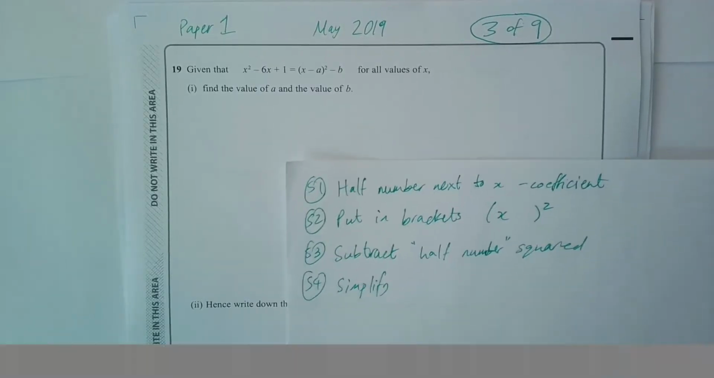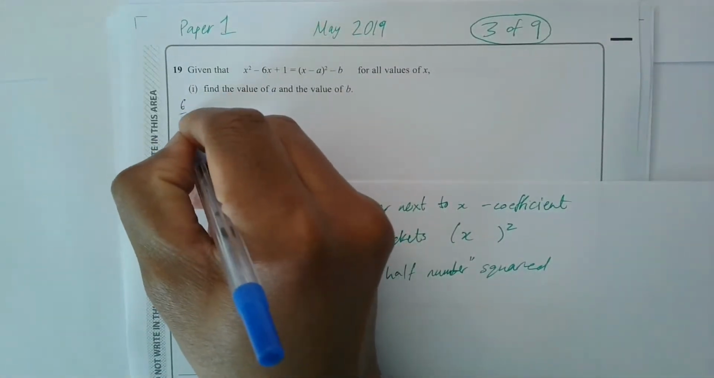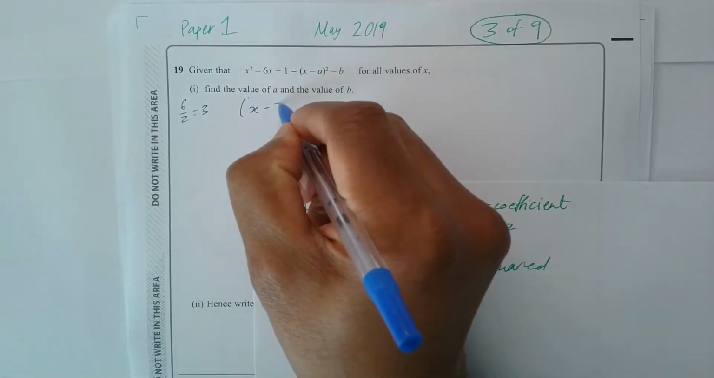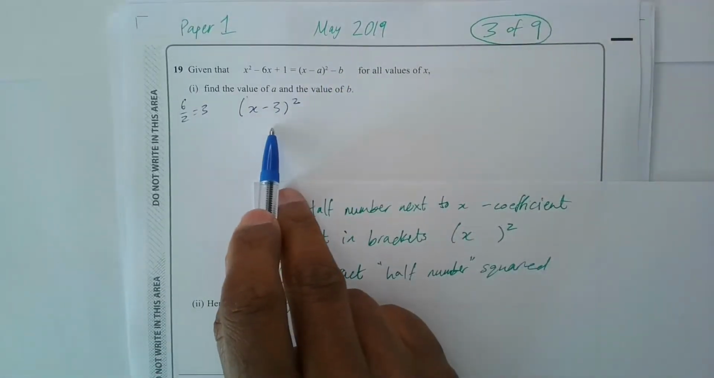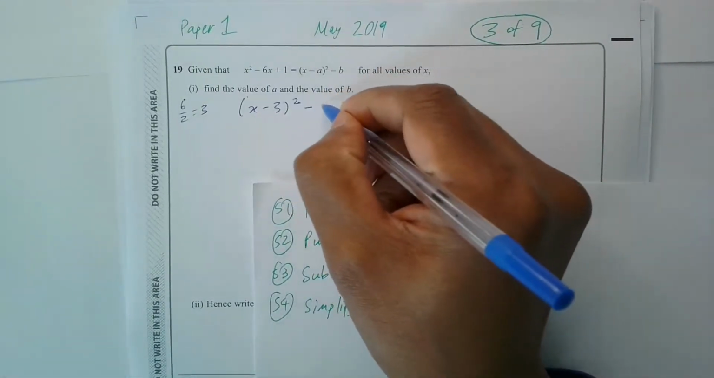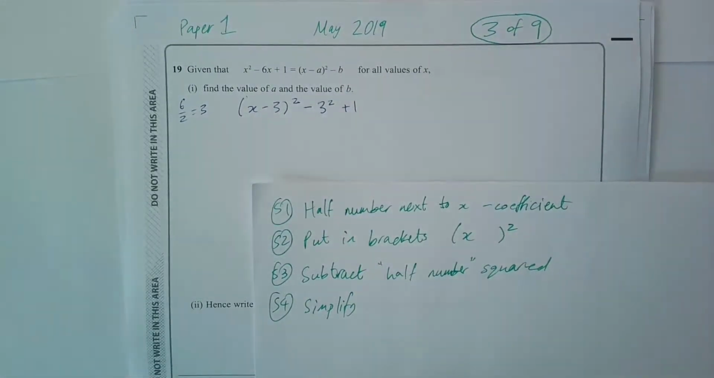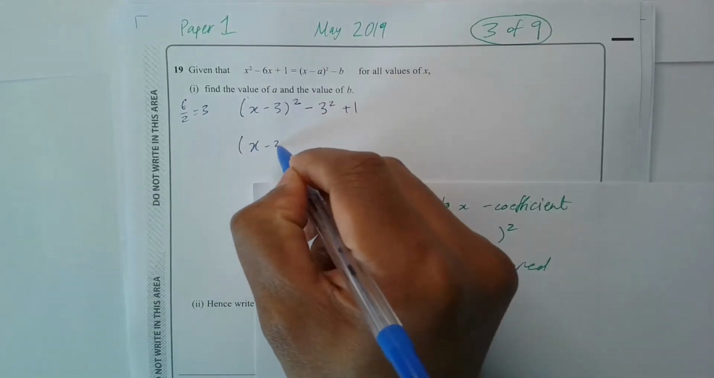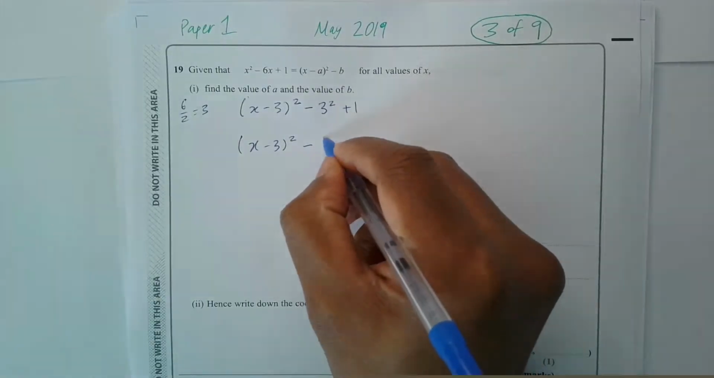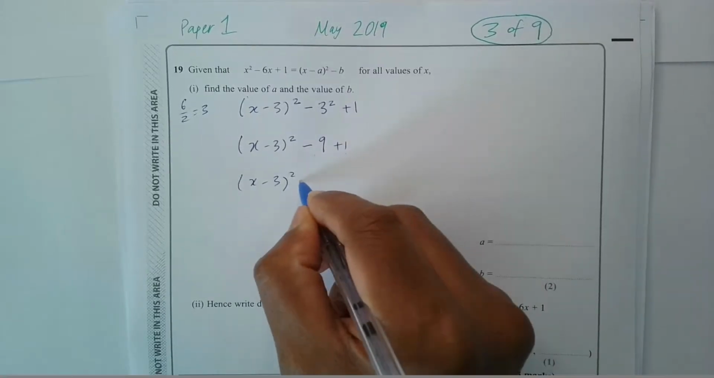If I get my steps out again, I half the number next to x, so it's 6 again. 6 divided by 2 gives me 3. Now step 2, I put it in brackets, so (x minus 3) all squared. That gives me a method mark, by the way. Step 3, subtract that half number, so take away 3 squared, and then continue simplifying. So x take away 3 all squared, take away 3 squared is 9, plus 1: x take away 3 all squared, minus 9 plus 1 is minus 8.